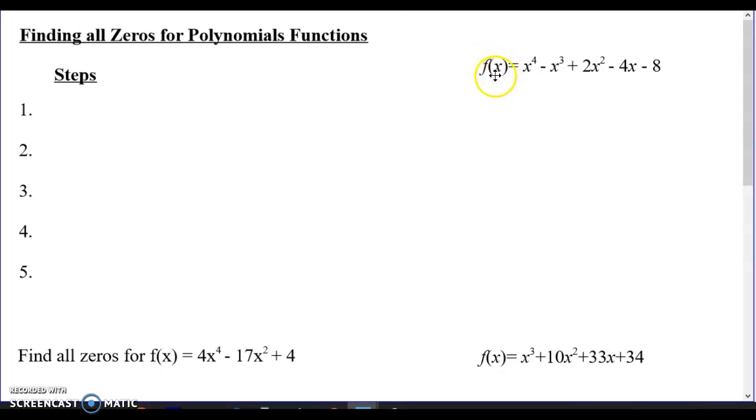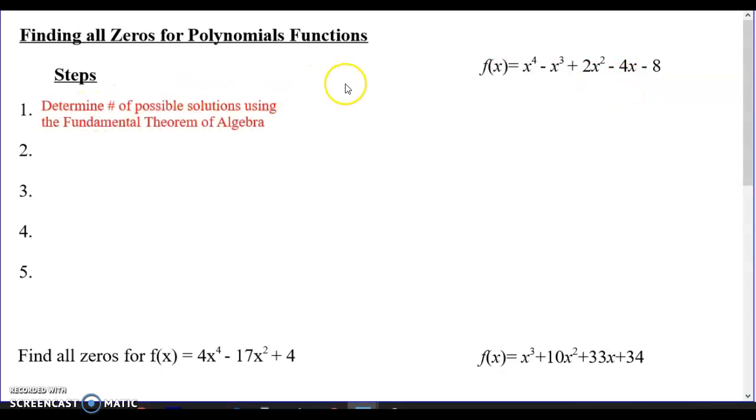It says f of x equals x to the fourth minus x to the third plus 2x squared minus 4x minus 8. So what are some steps that we can follow to figure out all of the zeros? Well, first, let's determine the number of possible solutions using the fundamental theorem of algebra. So let's check out the degree of this polynomial.